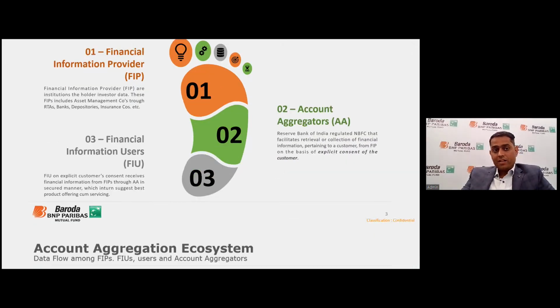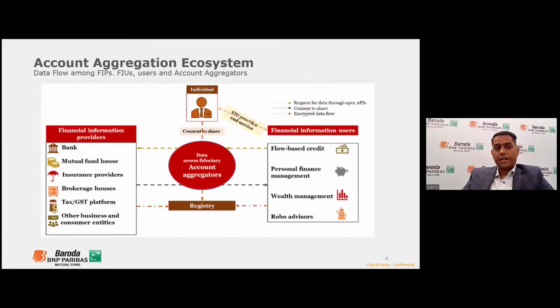Moving on to the next slide, which talks about how the data flows among the FIPs, which is financial information providers, the FIUs, which is financial information users, where the user here is the investor or the customer, and the account aggregators. Now, if you see in the center, there's an individual who is requesting the financial information providers, which are on the left-hand side, and can be a bank, a mutual fund house, insurance providers, brokerage houses, tax or GST platforms, and other business and consumer entities.